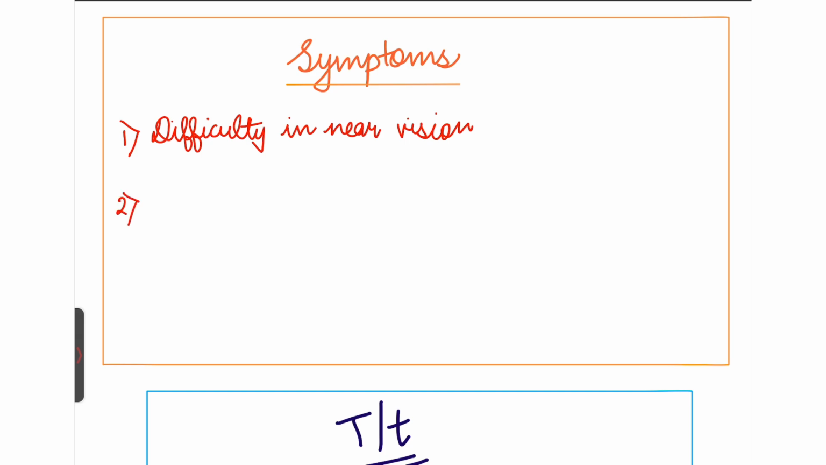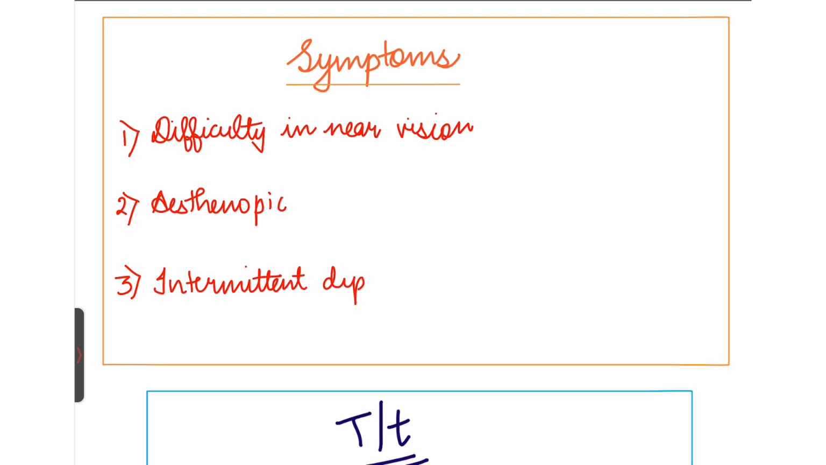The second group of symptoms is asthenopic symptoms. These occur due to fatigued ciliary muscles. We can have symptoms like sore, dry, burning eyes, blurred vision, frontal headaches, and light sensitivity. The third group is intermittent diplopia. Now, this diplopia is occurring due to disturbed relationship between accommodation and convergence.